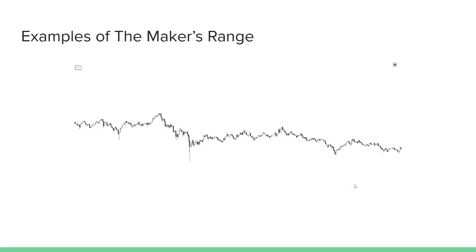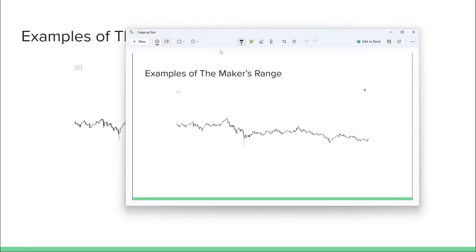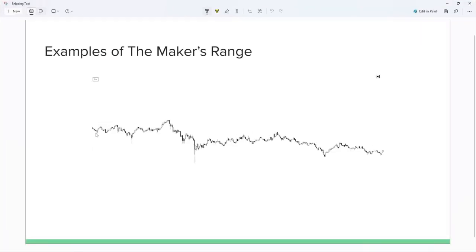Some examples of the maker's range. Essentially, we're just looking to map out our ranges here on the basis, and essentially we're just operating on the idea that all consolidations are more or less going to provide some sort of reaction.